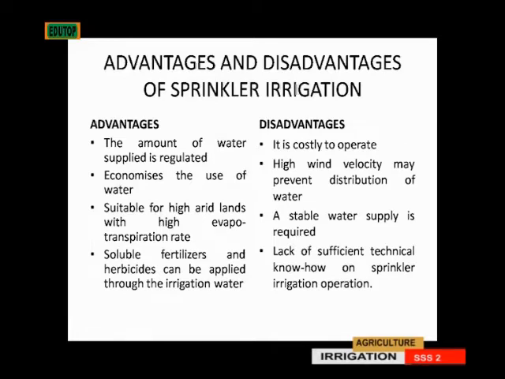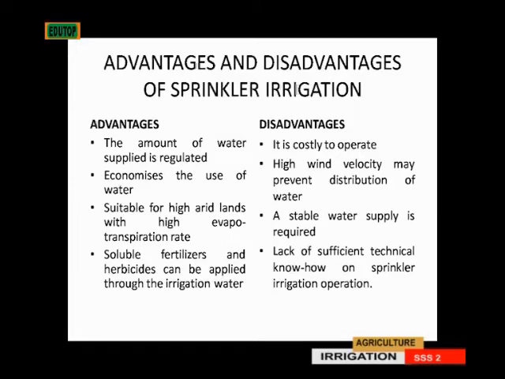Then soluble fertilizers and herbicide can also be applied through the irrigation water. So the time you are applying water, you can also add your chemical, your herbicide and fertilizer that is soluble in water, so you can fertilize your farm and even add herbicide while you are doing irrigation.